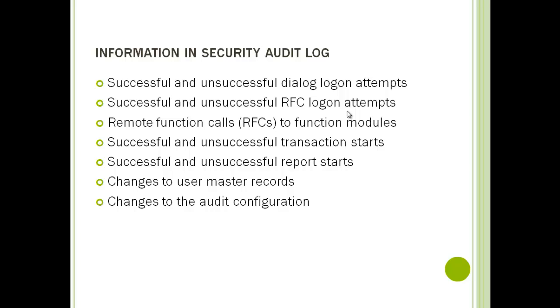The next one is successful and unsuccessful report starts. Same as transactions, you will also get it for reports. And change to user master record. This is logged properly. Let's say when you change anything in the user master record, that will be logged in the audit log. And the next one is changes of audit configuration, that is the audit log configuration. Let's say somebody changed the audit log, then we need to record that as well.